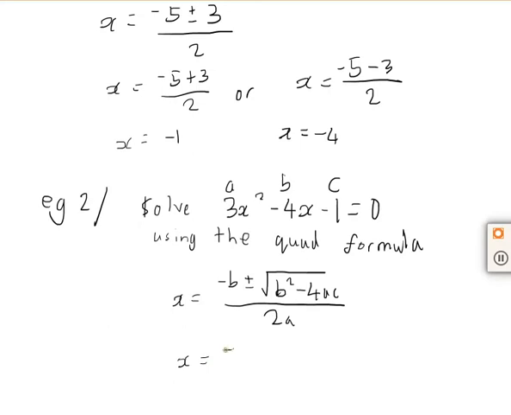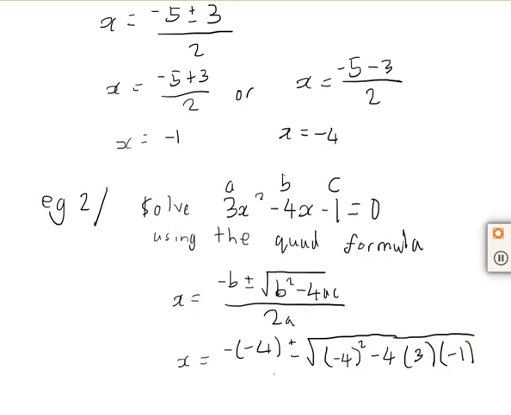So negative b, so negative of negative 4, plus or minus the square root of b squared, so negative 4 squared, minus 4a, which is 3, and c, which is negative 1. Be really careful with your positives and negatives here. All over 2 multiplied by a, which is 3. So we'll just go through, try and solve that before you go on to the next video, and we'll see how we go there.